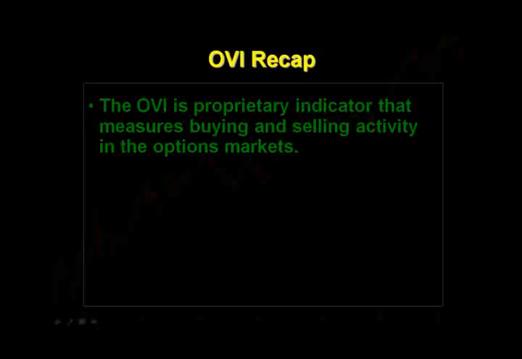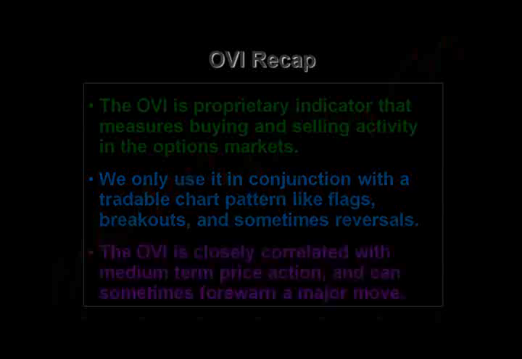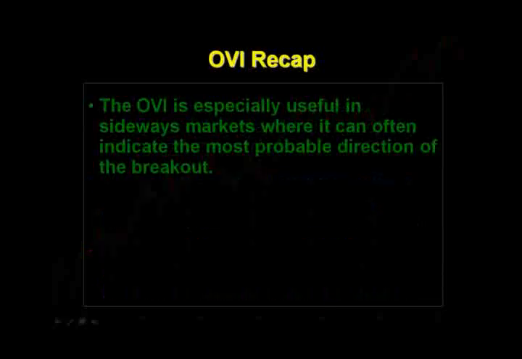The OVI is a proprietary indicator created by me that measures the buying and selling activity in the options markets. We only use it in conjunction with tradable chart patterns like flags, like breakouts, and sometimes reversals as well. The OVI is closely correlated with medium-term price action and can sometimes forewarn a major move. It's also closely correlated with long-term price action. But the key is that when the stock prices are going sideways, it can sometimes precede where the stock will go.